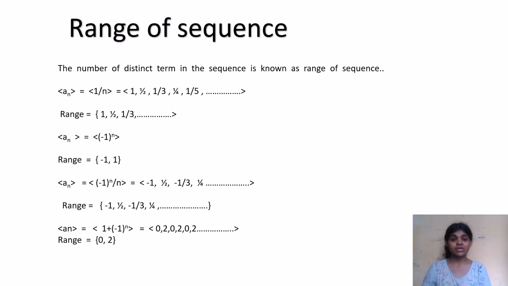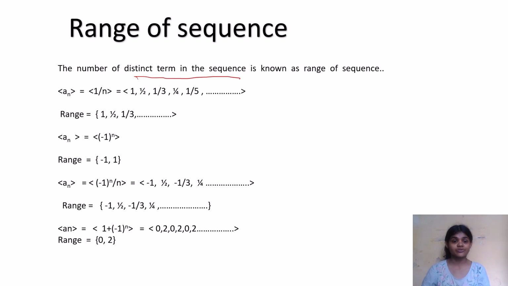Now we will discuss the range of a sequence. The number of distinct terms in the sequence is known as the range of the sequence. Now let's take some examples. Sequence of an is equal to 1 by n, which is 1, 1 by 2, 1 by 3, 1 by 4 and 1 by 5. Its range set is 1, 1 by 2, 1 by 3 and so on.